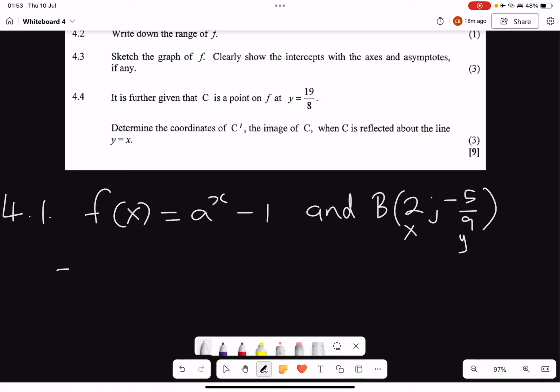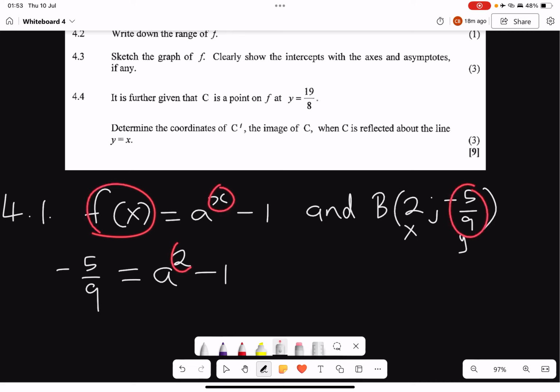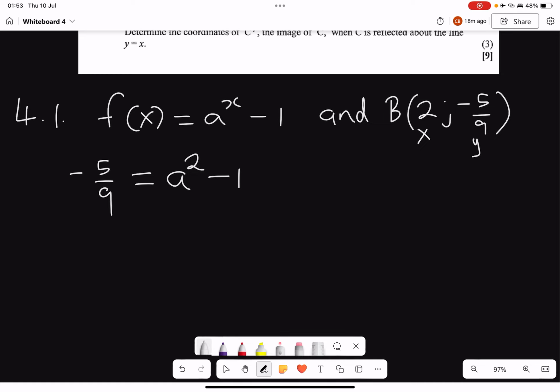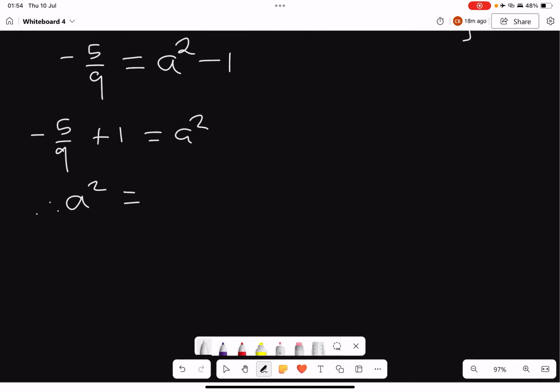So we know that -5/9 is the y value, which will equal a to the power 2 minus 1. So you replace the y with the y, the x with the x. Right? Now let's solve this equation. We are going to have -5/9 plus 1 equals a squared. Therefore, we can see that a squared is going to be positive 4/9.